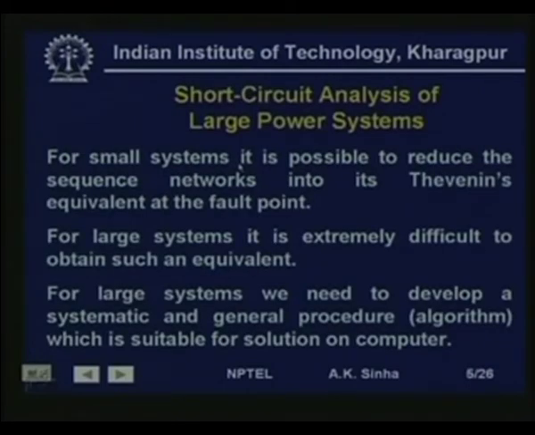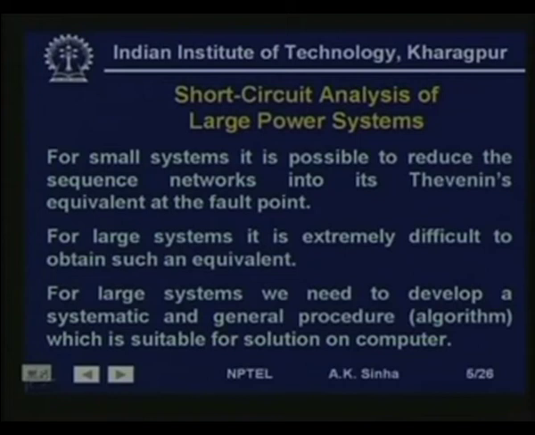As we had discussed in lesson 29, we can do symmetrical as well as asymmetrical fault analysis using Thevenin's theorem, but when we are trying to do it for a large system, finding the Thevenin's equivalent of the network at the fault point is a very complex job. For small systems it is possible to reduce the sequence networks into their Thevenin's equivalent at the fault point. For a large network it is extremely difficult to obtain such an equivalent, because you need reduction for a very large network with a large number of voltage sources in the system.